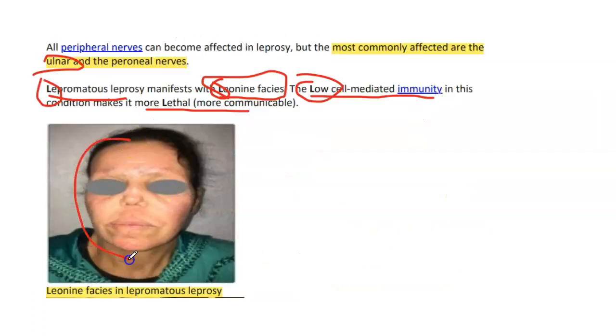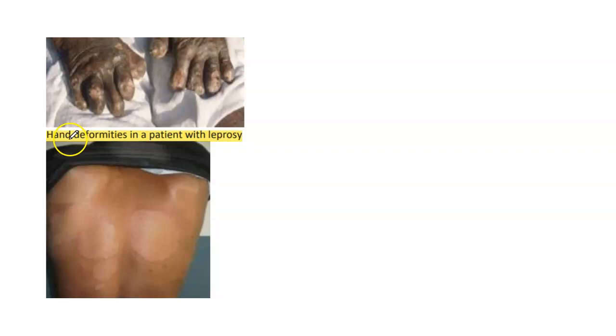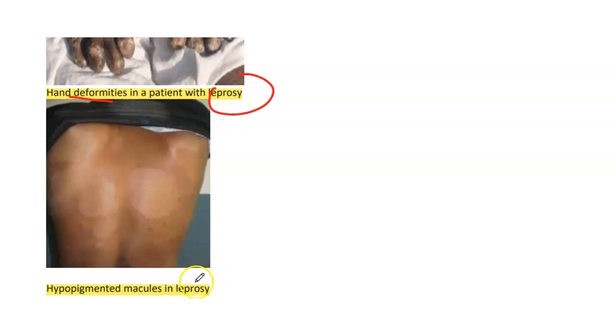And this is the image which shows a face appearance which looks like the face of a lion. This image shows hand deformities where the digits have been lost in a patient with leprosy, and these are the hypopigmented macules in leprosy. So these are the skin findings.